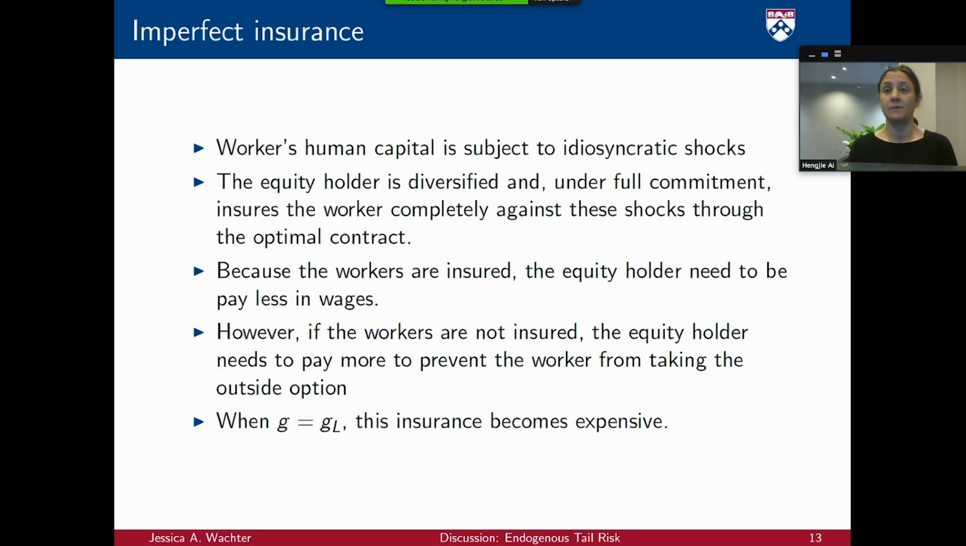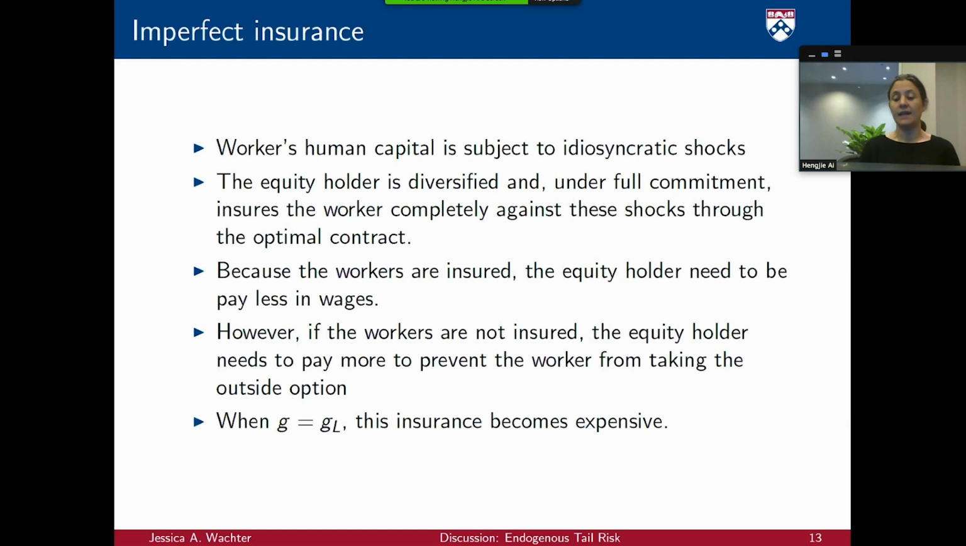Workers' human capital is subject to idiosyncratic shocks, as we've seen. The equity holder, who's also risk averse, is diversified. Now, under full commitment, the equity holder can completely insure the workers against these shocks, and therefore can put forward a very efficient contract to keep the worker in the firm. Basically, the equity holder needs to pay less in wages. However, if the equity holder can't efficiently insure the worker, then the equity holder has to pay more in wages to keep the worker in the firm. And there are times at which this insurance becomes expensive.